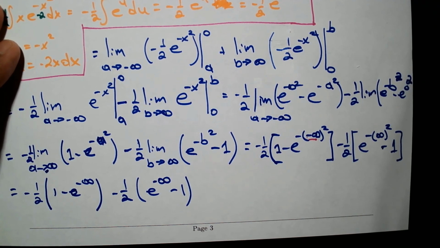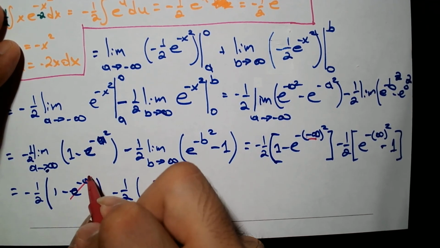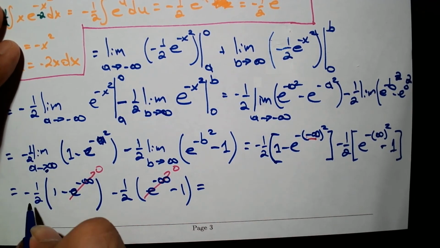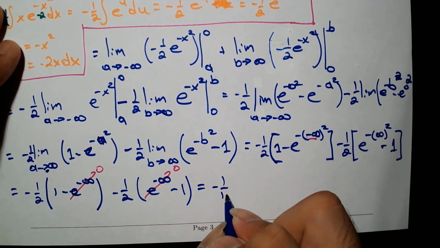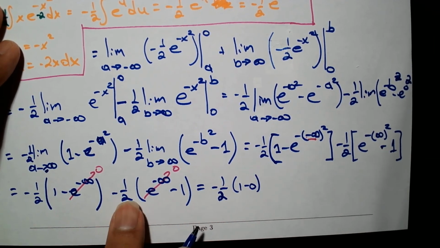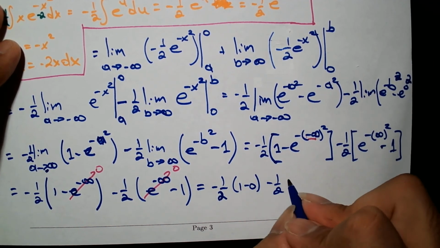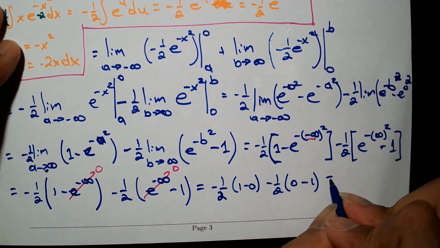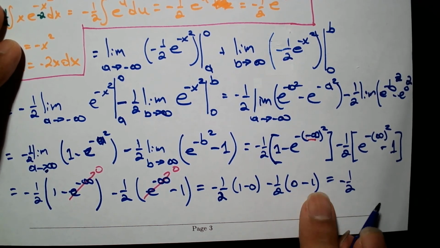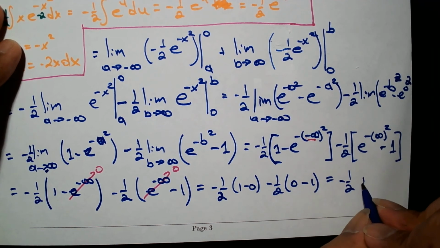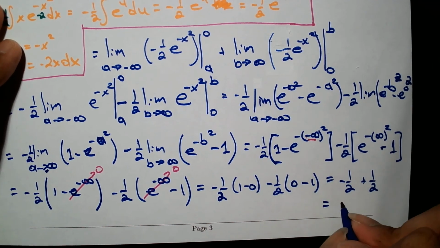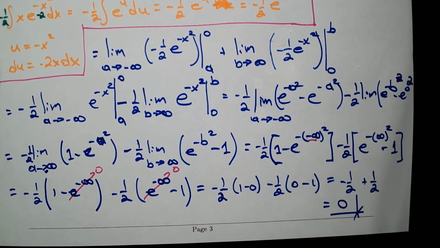In this case, this guy right here is going to go to 0, and the terms that survive are going to be negative 1/2 times 1 minus 0, minus 1/2 times 0 minus 1. 1 minus 0 is 1 times negative 1/2 is negative 1/2. 0 minus 1 is negative 1 times negative 1/2 is positive 1/2. Adding these two, we get 0, which is the final answer to this problem.